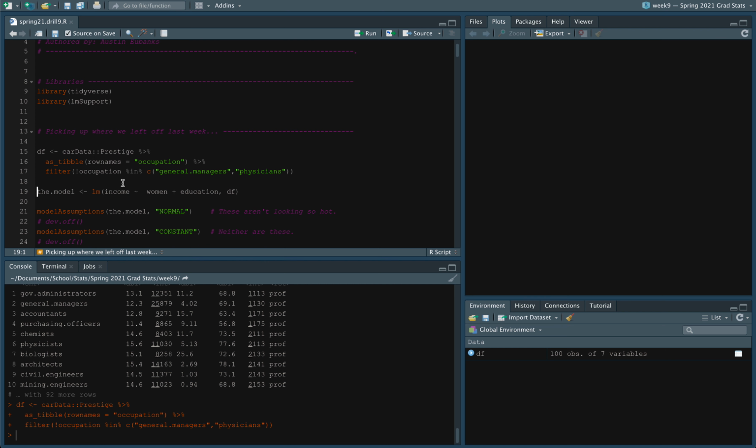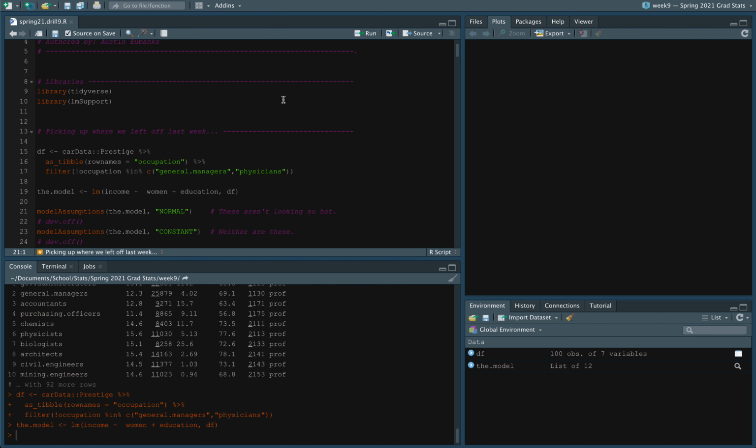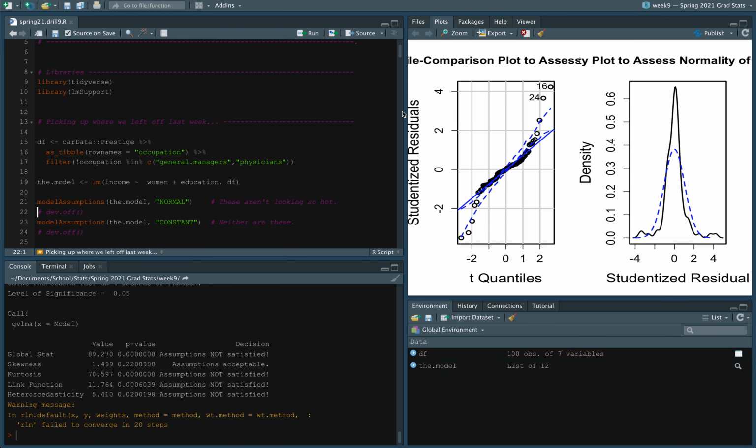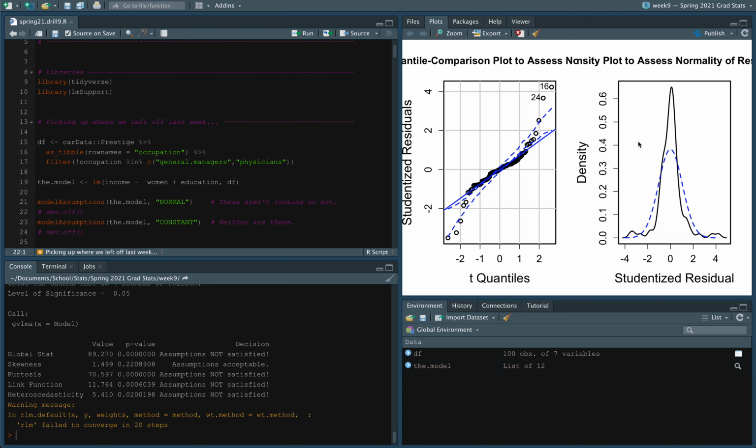The model that we're looking at has income as a function of the percentage of women in the field and the years of education. When we look at those model assumptions, first looking at normality, our QQ plot isn't looking great. We've got these huge tails that diverge substantially at the ends. And then looking at the residuals, this is pretty obviously not a normal curve. We've got this huge peak and super flat tails.